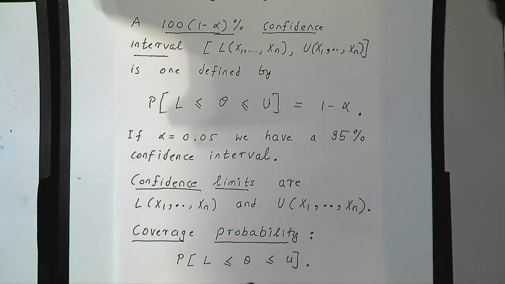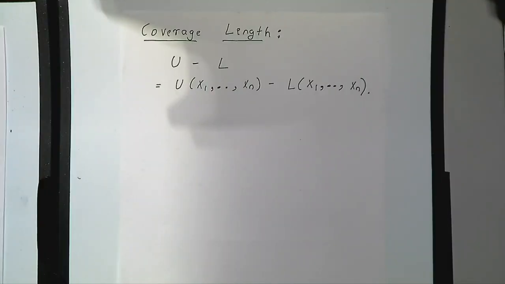limits. The coverage probability is simply the probability that theta lies between L and U. Okay? And finally, the coverage length. The coverage length is the difference between U and L, which is this, right?